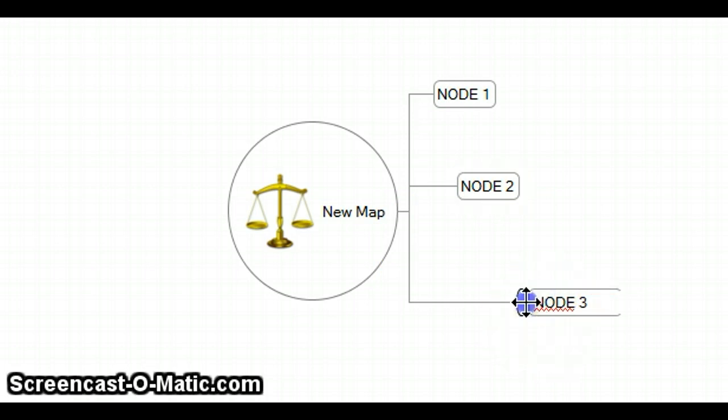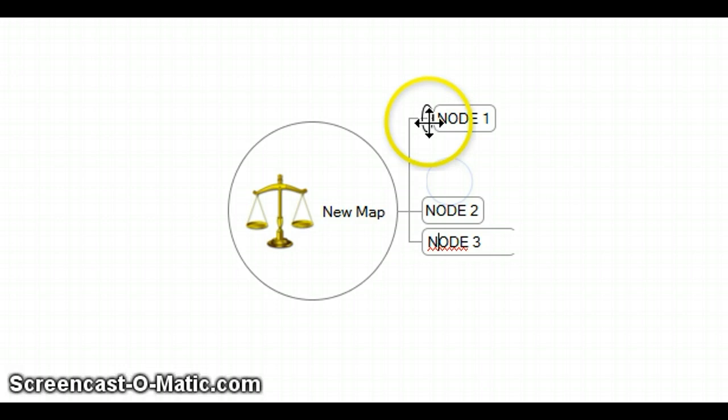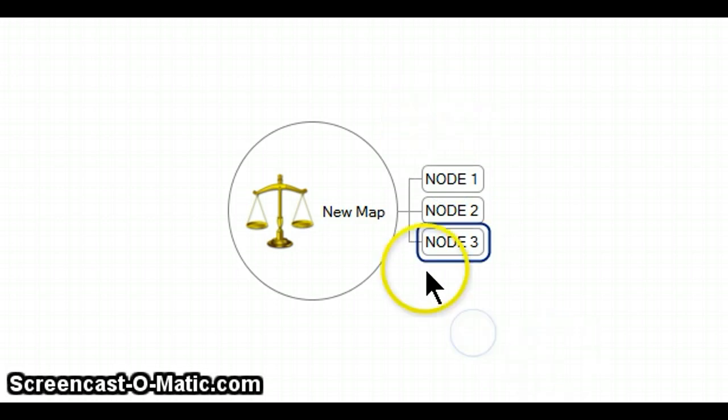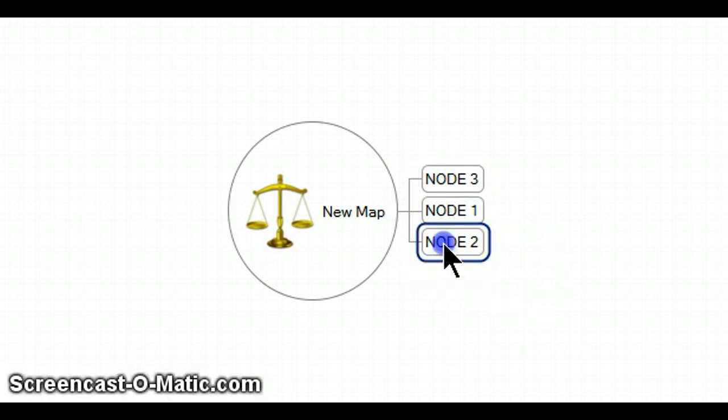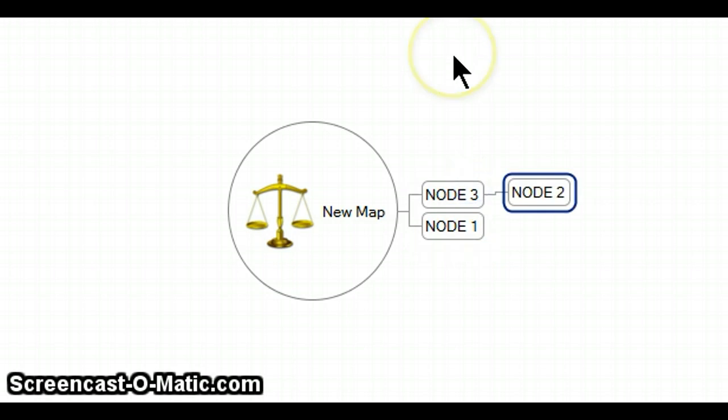So I'm going to restore this to its original configuration and once again demonstrate. I'm going to take node 3, I'm going to left click, I'm going to move to the top of node 1 and let go. I'm going to take node 2 and make it a child of node 3 by moving it up, waiting till the shadow's at the end, and now it's a child.